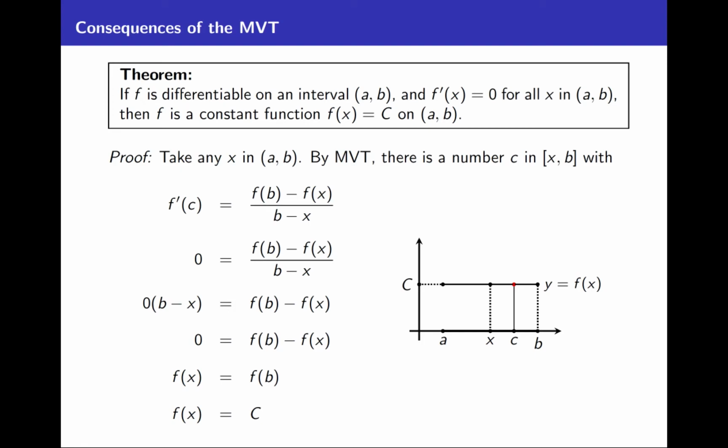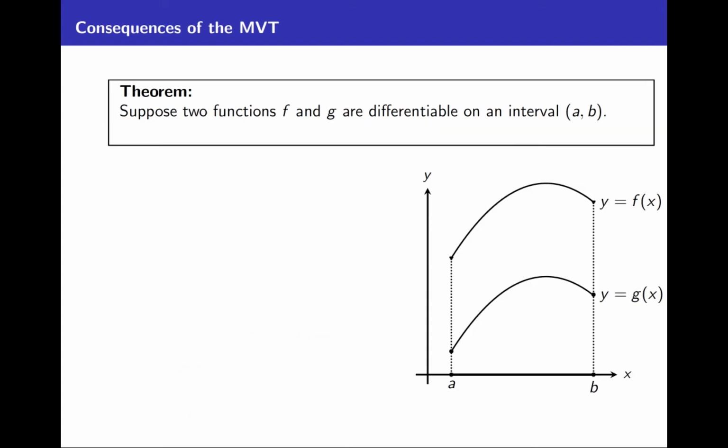So this should be a pretty intuitively clear statement or theorem, as I said. But notice how the mean value theorem really dots every i and crosses every t and proves it conclusively.